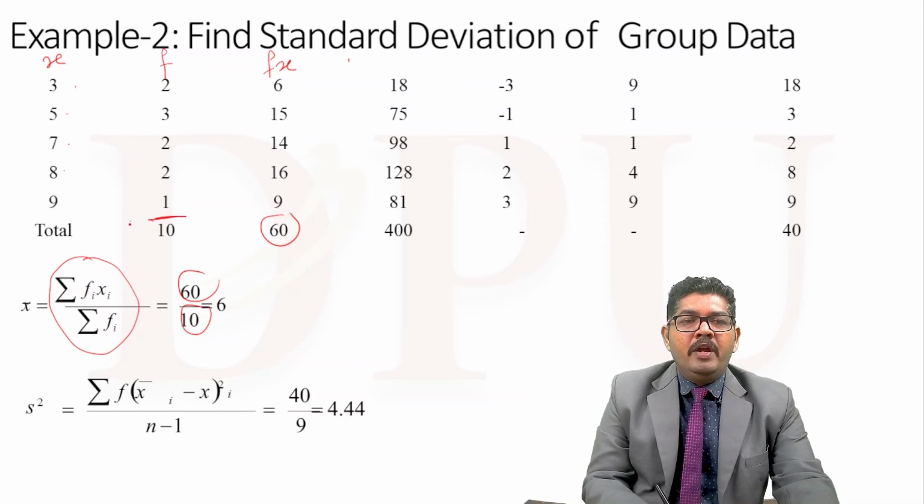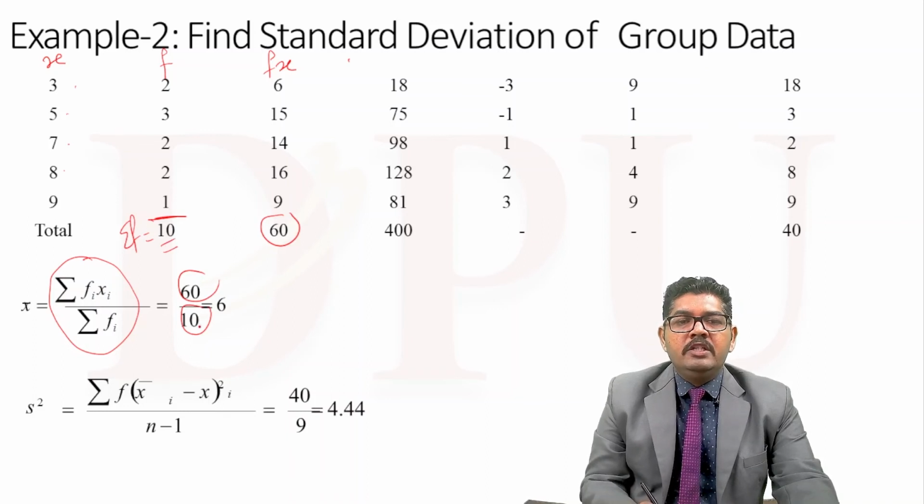Okay, summation of f is the number of observations, so 2 plus 3 plus 2 plus 2 plus 1, which is equal to 10. So 60 divided by 10 is 6, the arithmetic mean. Now what we have to do is take deviations of individual values about the arithmetic mean.